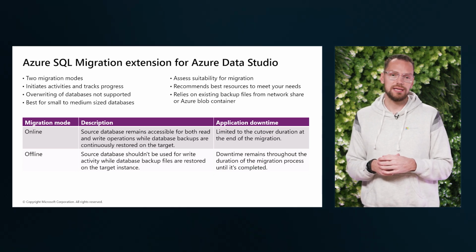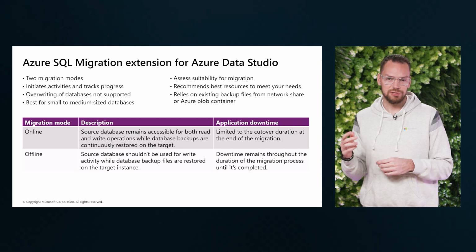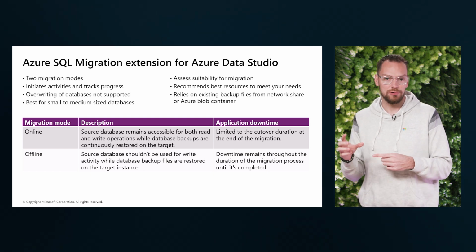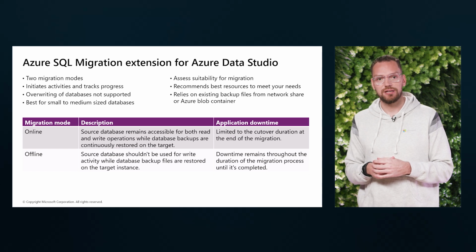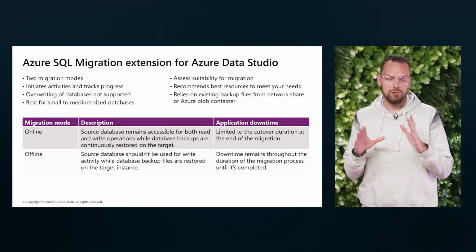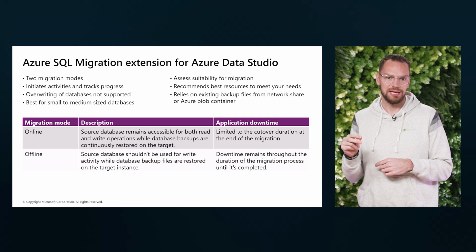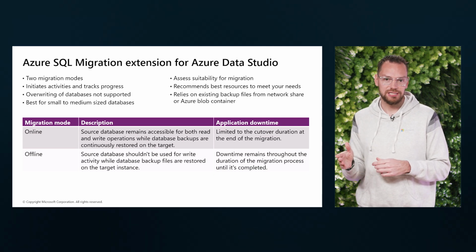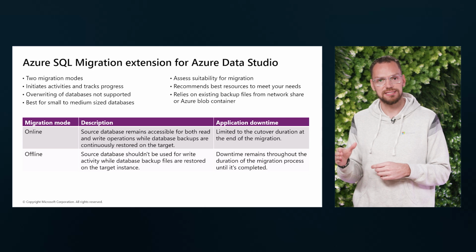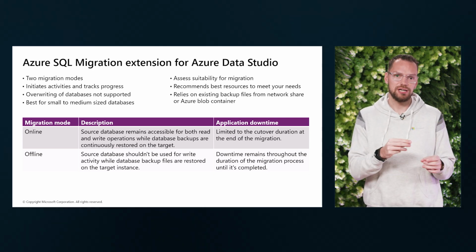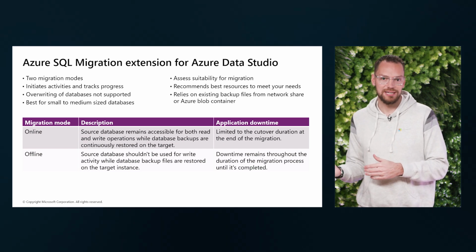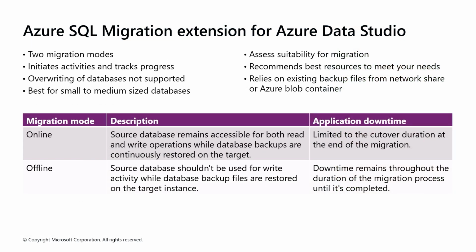The other option is the offline mode. It requires the source database to be in inactive mode for write operations, resulting in complete downtime of the database until the migration is finalized. This slide also highlights the importance of assessing the suitability for migration, as it recommends the best resources based on existing backup files, whether you store them on a network share or on a blob container in Azure. Understanding this option is important for planning a successful migration.